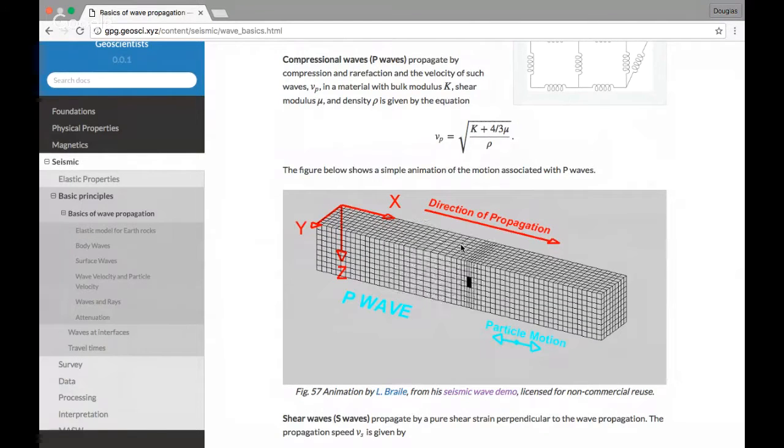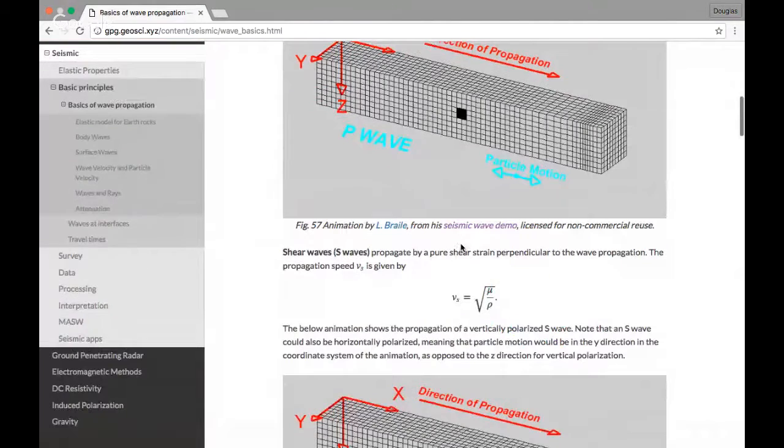The particle motion is back and forth. And this little box that we've got here kind of squeezes in and then expands out as things go through. Okay? That's the P wave. That was the first one that we did. And the velocity of that P wave depends upon the compressional bulk modulus as well as the shear modulus and the density. So that was the expression. This is called a body wave because it travels inside the Earth, or maybe because it had a whole bunch of bodies. But we're going to refer to this guy as a body wave, something that really travels inside the Earth.